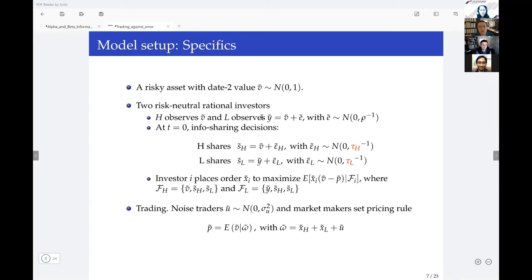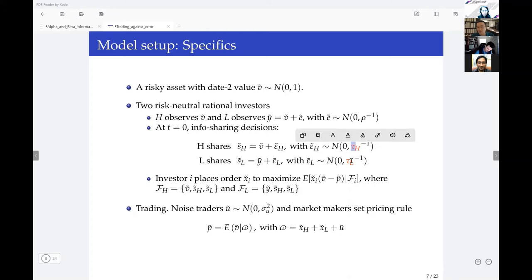The L investor's precision is given by rho, and the information sharing is modeled by signals. H investor will give L investor his information, V plus error. The error has a precision tau H. L investor will share his information, his signal plus error. The error has a precision tau L. Basically they commit to this linear sharing rule, and then they will choose tau H and tau L.